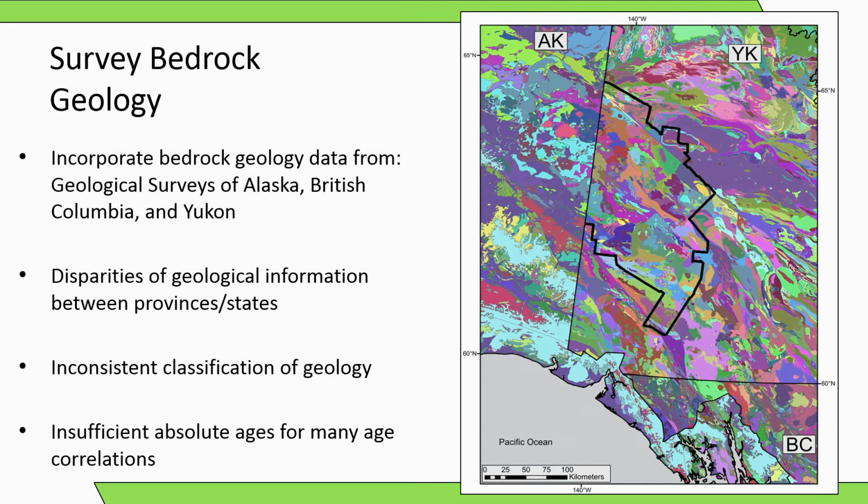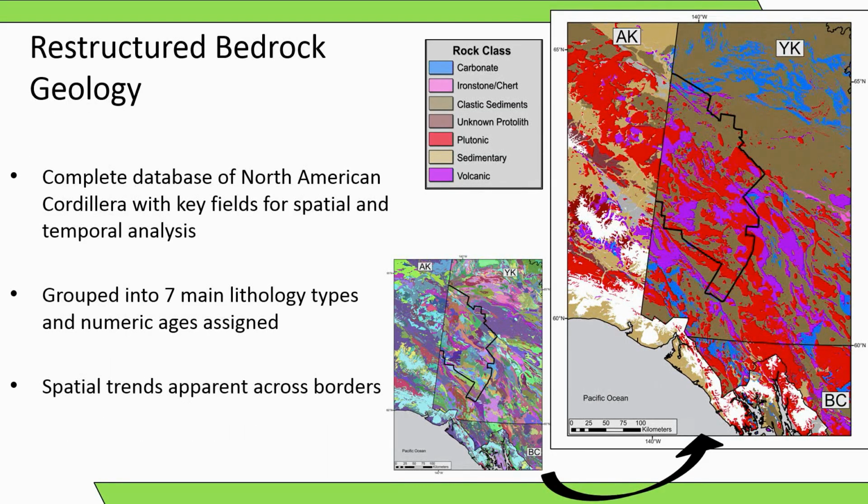The other thing to note is that when we were looking at the databases, there were a lot of insufficient absolute ages, meaning that there were a lot of relative ages. This will come into play with one of our other analyses. So the first thing we need to do is restructure this. By using Microsoft Access and structured query language, we were able to group the complex geology into 7 main lithology types with subclassifications if we need to specify any further.